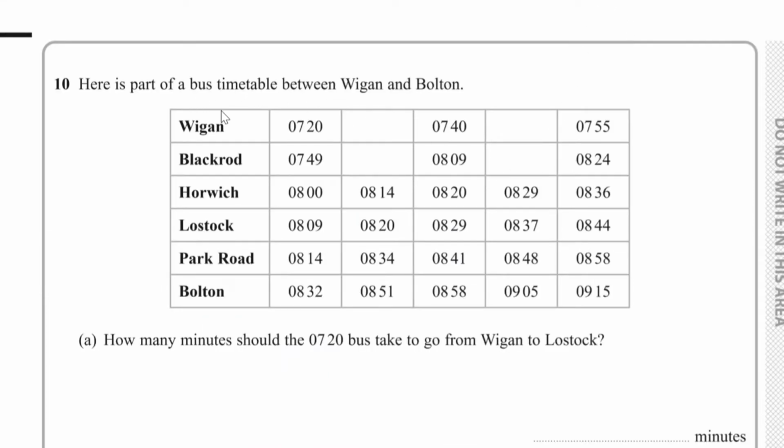Question number 10. Here is part of a bus timetable between Wigan and Bolton. For part A, how many minutes should the 7:20 bus take to go from Wigan to Lostock? So Wigan to Lostock, we have 7:20 to 8:09.